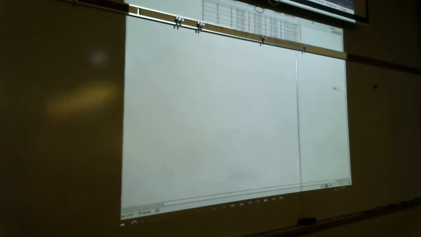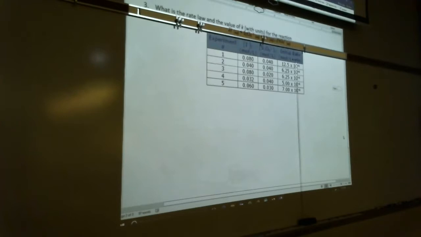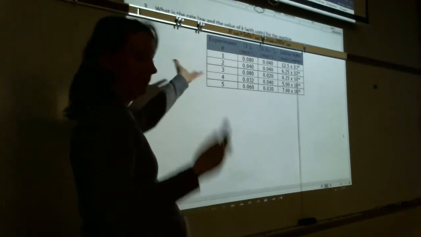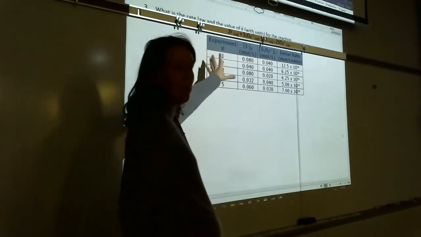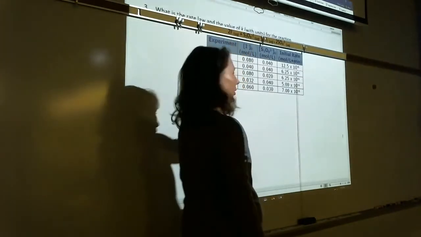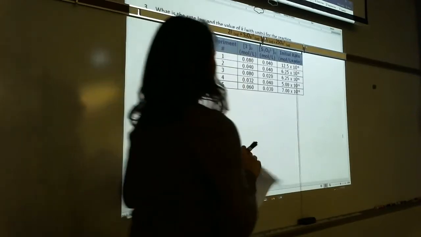All right, let's look at number 3. Rate law and units of K for this reaction. Just because we have 5 trials, that doesn't make our work any more, right? It just means we've got 5 trials to pick from. So don't let the fact that it's 5 trials mess with you, okay? Because what you're interested in is the number of reactants, not how many trials you have. If you've got a whole bunch of trials, that just means you've got more options to pick from.